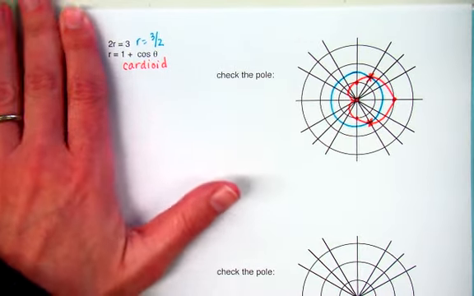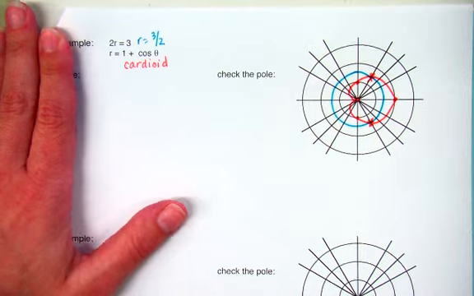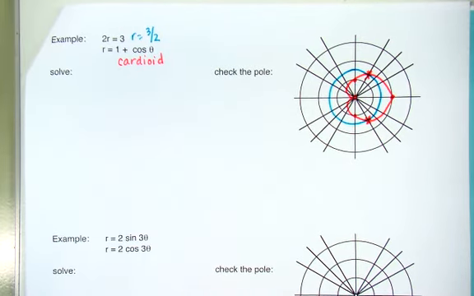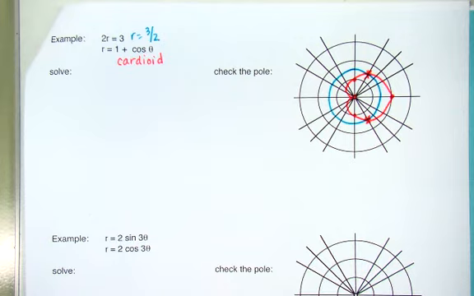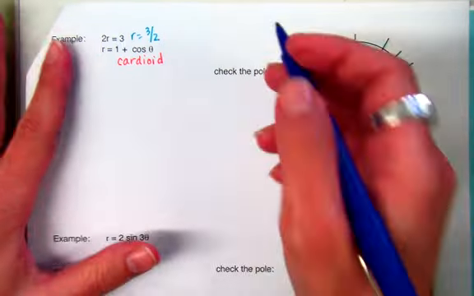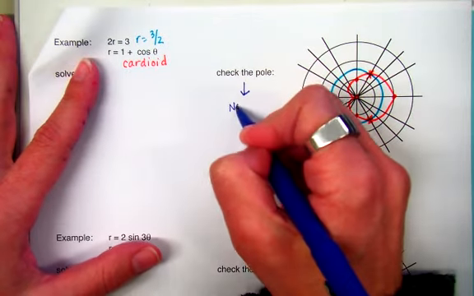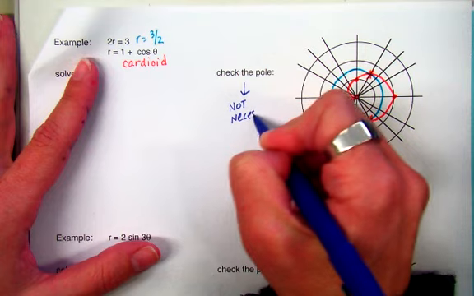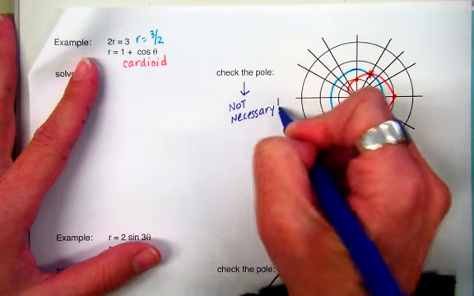Are you guys going to have to check the pole on this one? Why not? Because the circle doesn't even cross it. So since the circle doesn't even go through the pole ever, you don't have to check. On this one you really don't need to check it.